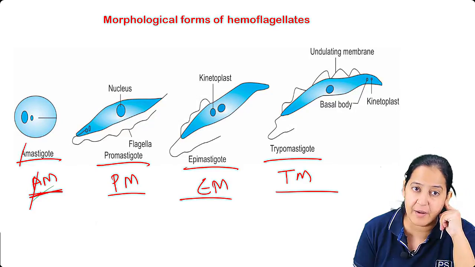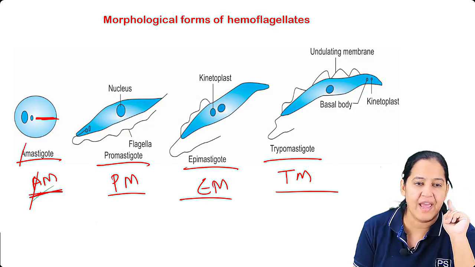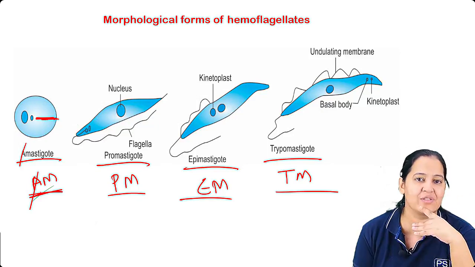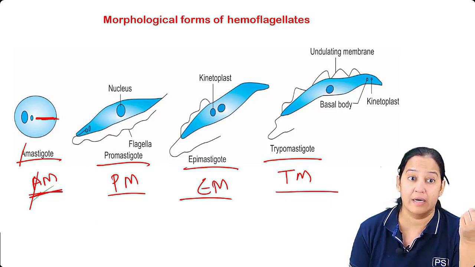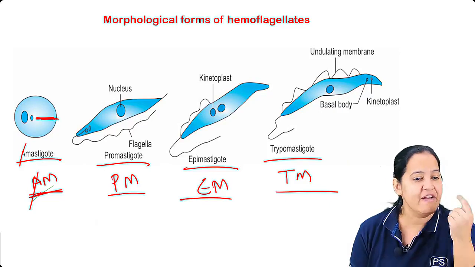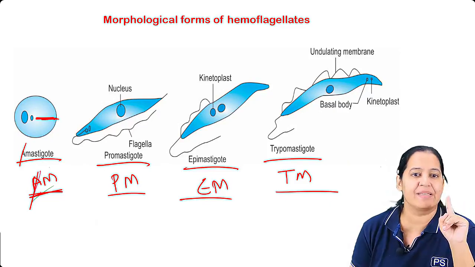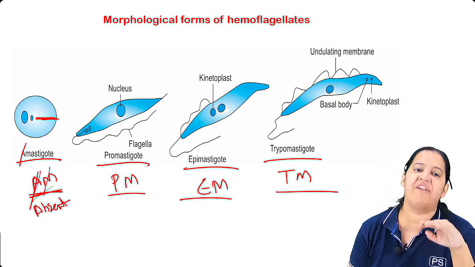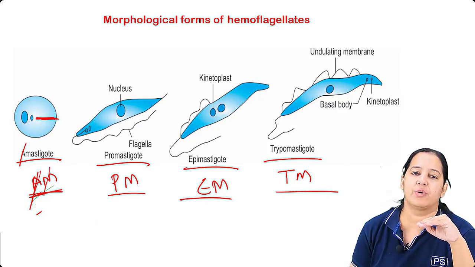See the first diagram. The flagella is intracellular. Extracellular is absent. Extracellular flagella nahi hai. There is no extracellular flagella. Only intracellular is there. Axoneme is there. Flagella bahar nahi aa raha. So say A mastigote. A se mujhe yaad aata hai absent. Who is absent? External flagella is absent. That's why amastigote. Say yes.